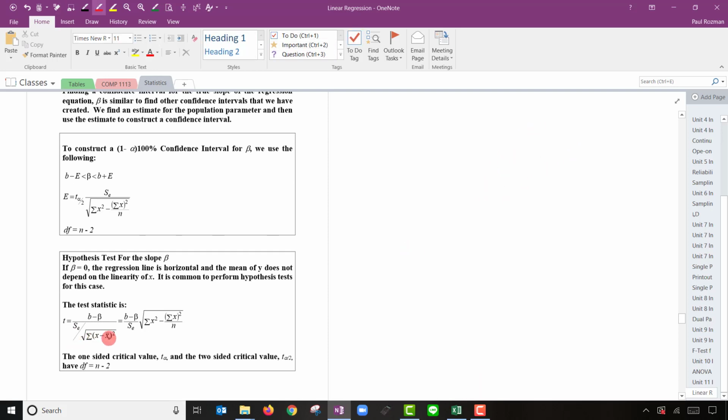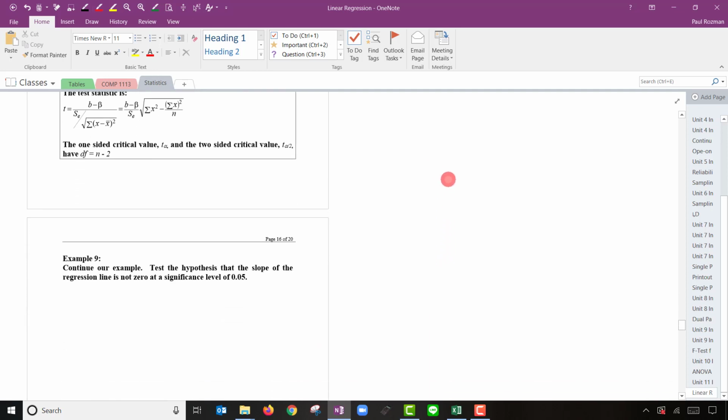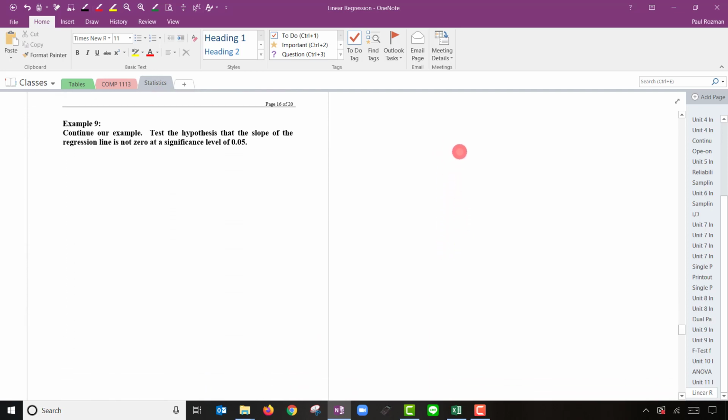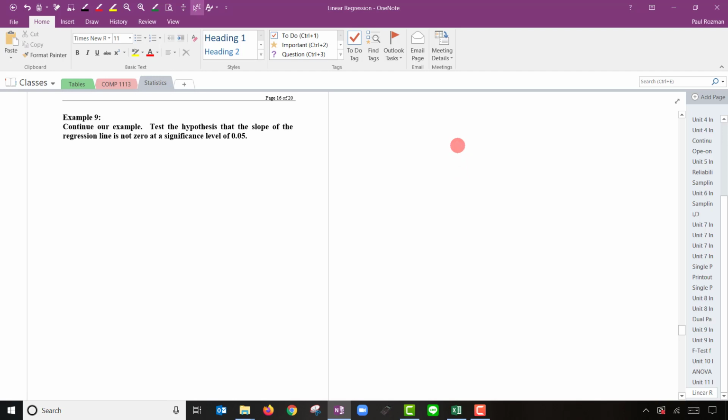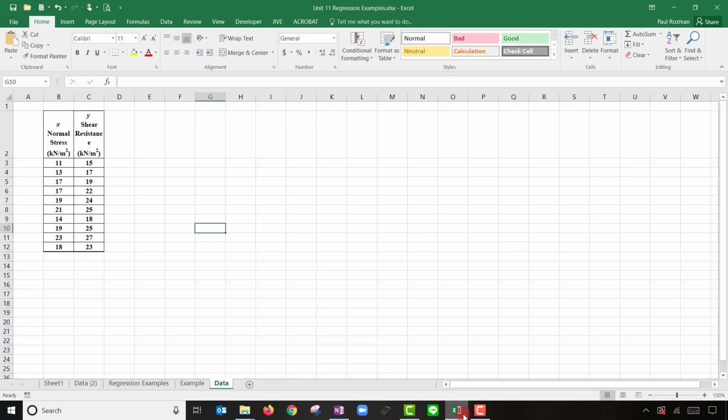And here's the test statistic. It's a t-test, so the confidence interval also uses t. Degrees of freedom are n minus 2. We could do an example using that, but I think I'm going to cheat and just use Excel to do that, just to show you quickly how that's done.